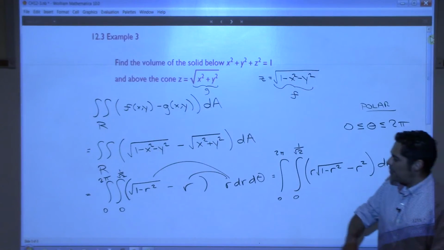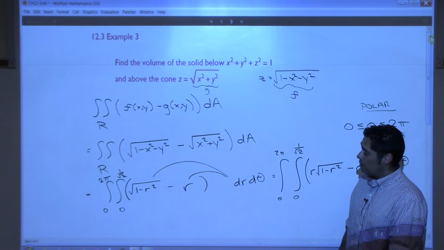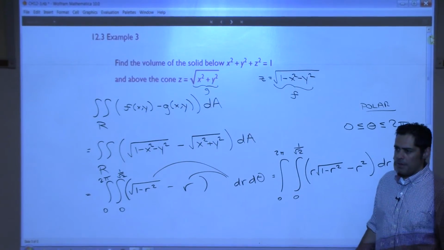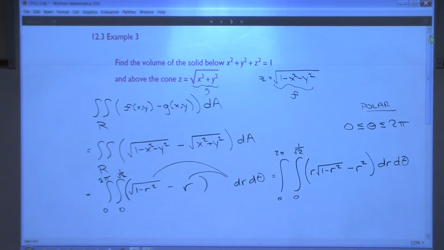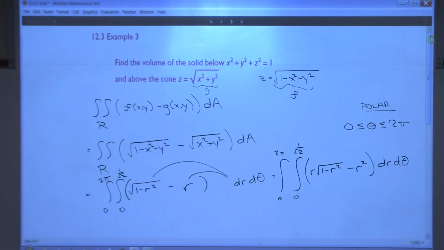So if you forget that r, not only would you be wrong, but the integration would change quite a bit, wouldn't it? 1 minus r squared, root 1 minus r squared, you would do that with a trig sub instead of a basic u sub. And so you'd be doing a lot of work for nothing.